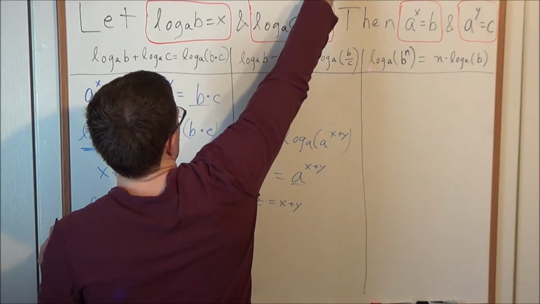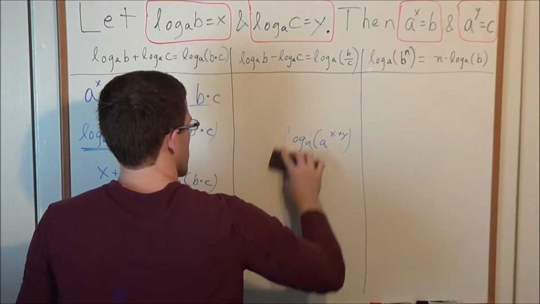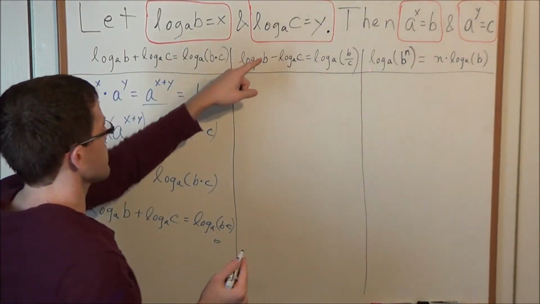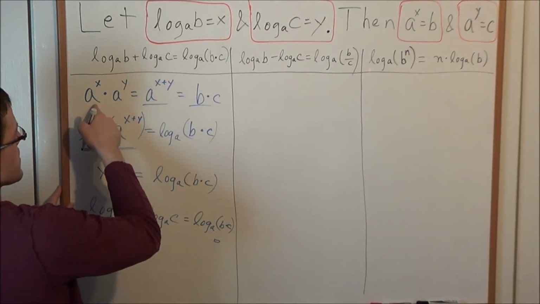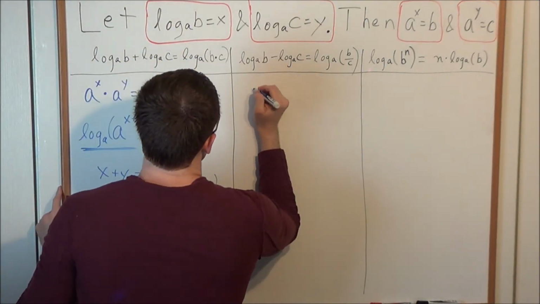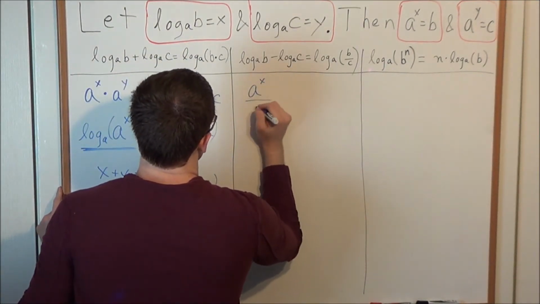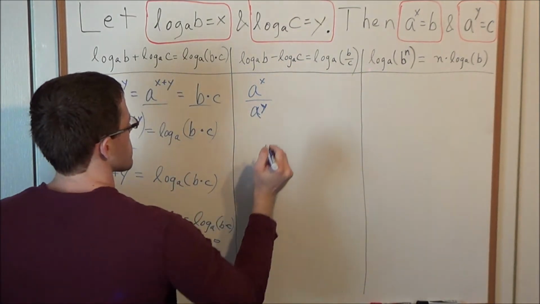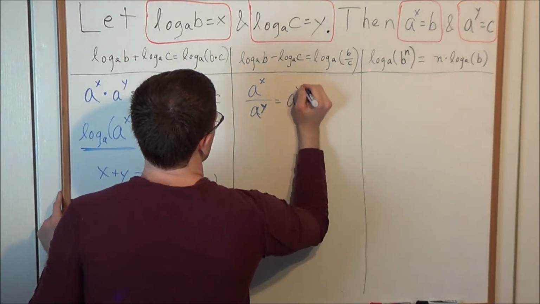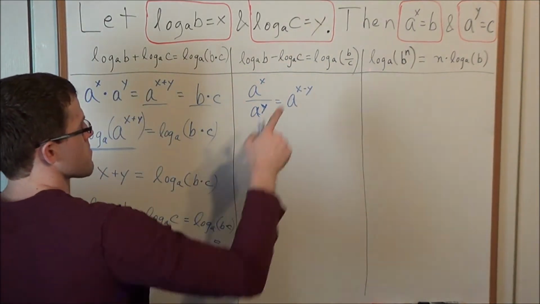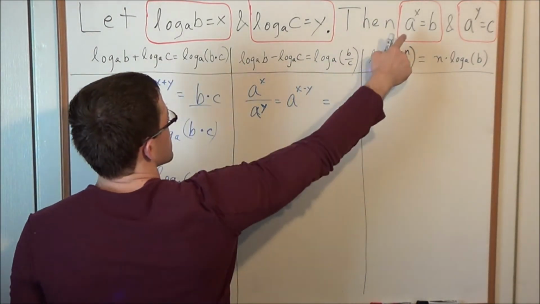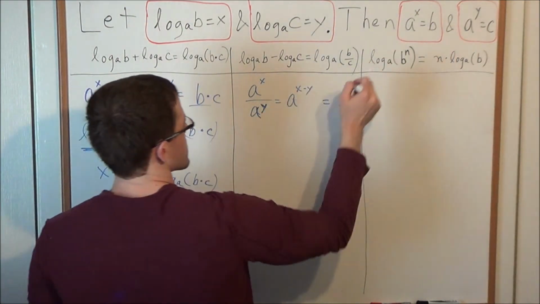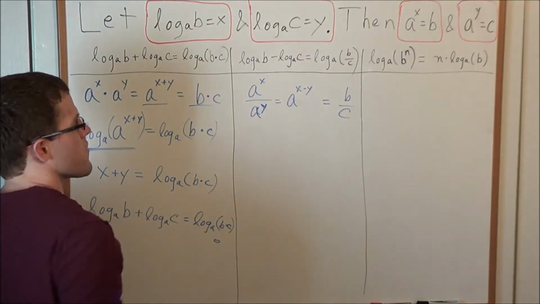Now let's take a look at the second log property. Let's set it up the same way, except this time instead of a to the x times a to the y, we want to look at a to the x divided by a to the y. Using the law of exponents, this is equal to a to the x minus y. Or simply, since a to the x is equal to b and a to the y is equal to c, this is also b divided by c.